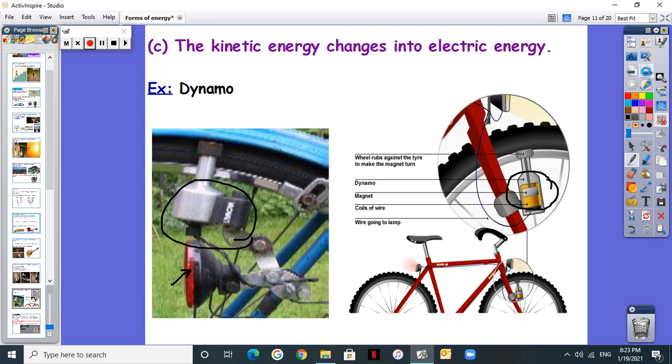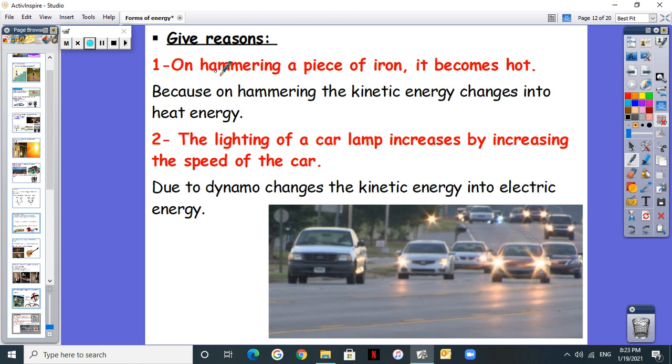Give reasons. Number one, hammering on a piece of iron makes it hot. Why? Give the reason. Because on hammering, the kinetic energy changes into heat energy. Number two, the lighting of a car lamp increases by increasing the speed of the car.